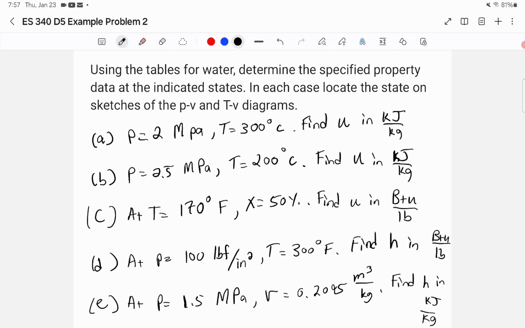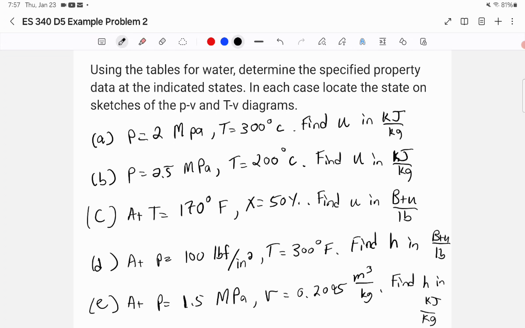Using the tables for water, determine the specified property data at the indicated states. Now we're going to discuss some of these properties later, but the process for finding them is all going to be the same regardless of what the property is that we're looking for. So we may as well just do it even though some of the properties we're not familiar with. In each case, locate the state on sketches of the PV and TV diagrams.